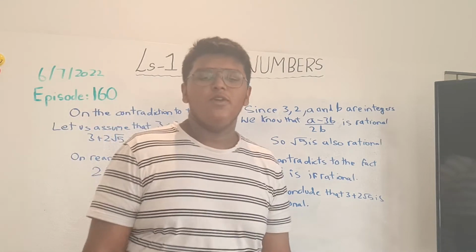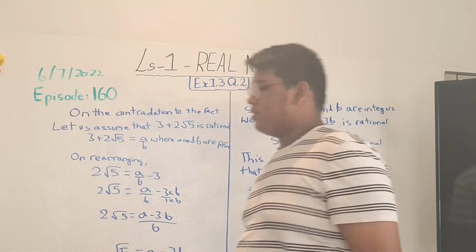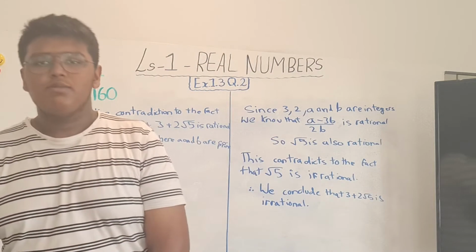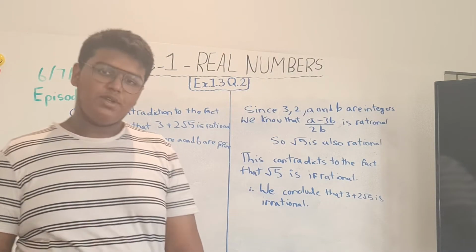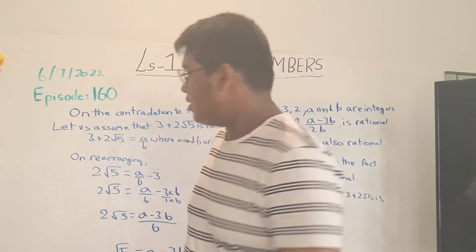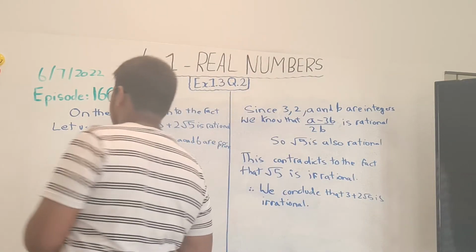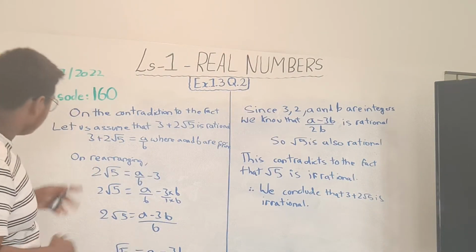In this video, we are going to do question number 2 from exercise 1.3. The question is: prove that 3 plus 2 root 5 is irrational. Okay, now the answer. We'll start from here. So this is our first step.